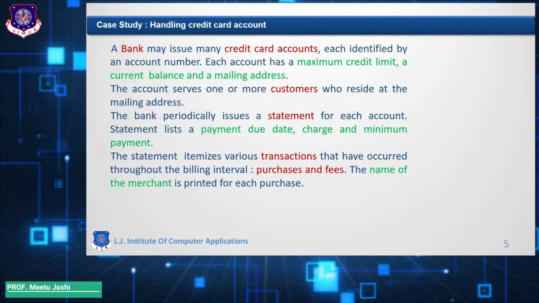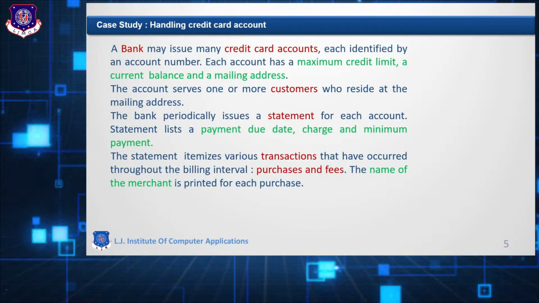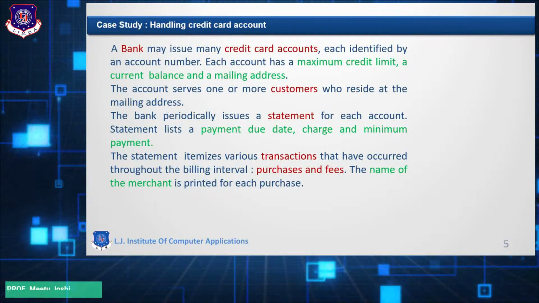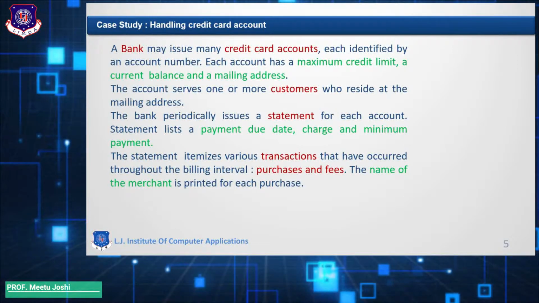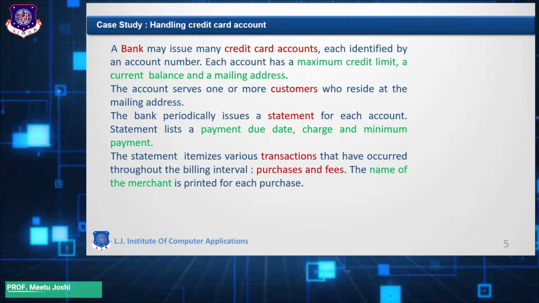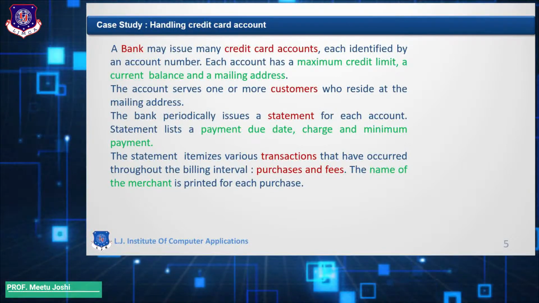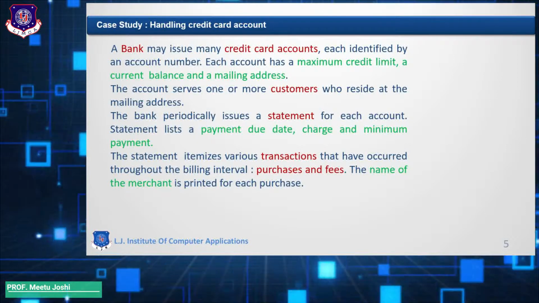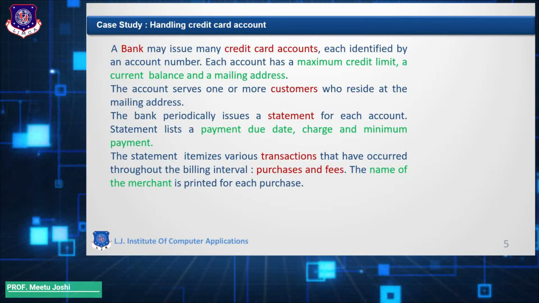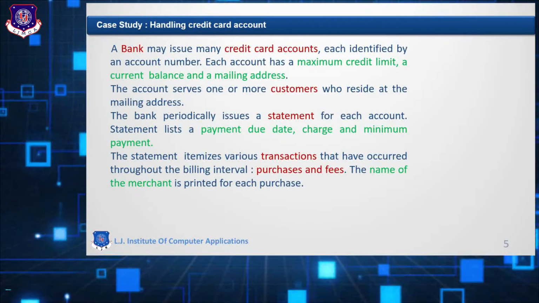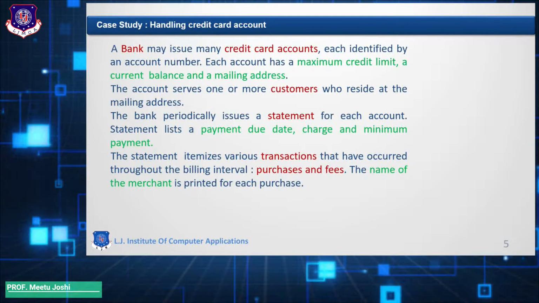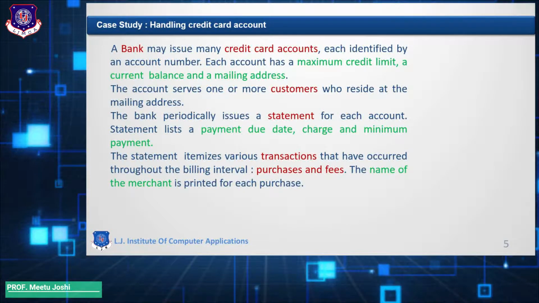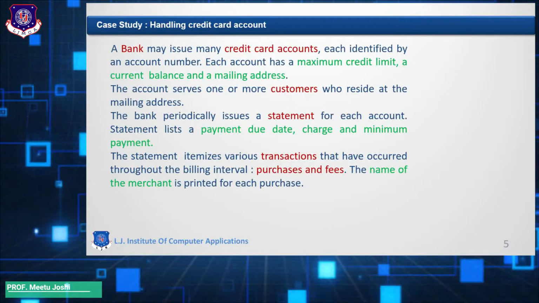Now, I have also marked attributes in green. The account has attributes like maximum credit limit, current balance, and mailing address. Likewise, for the statement we have attributes like payment due date, charges, and minimum payment. For purchase, we have the name of the merchant. Now we can easily draw the diagram, as we have identified the set of classes.